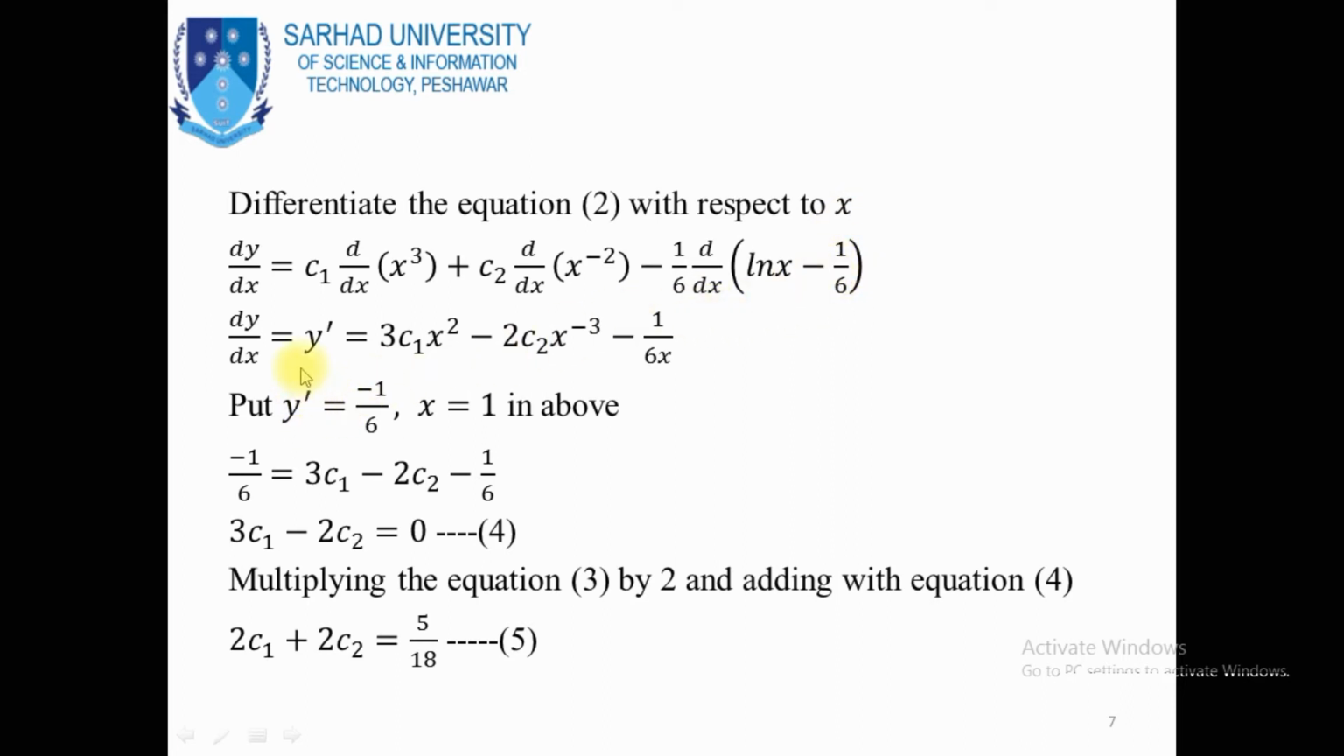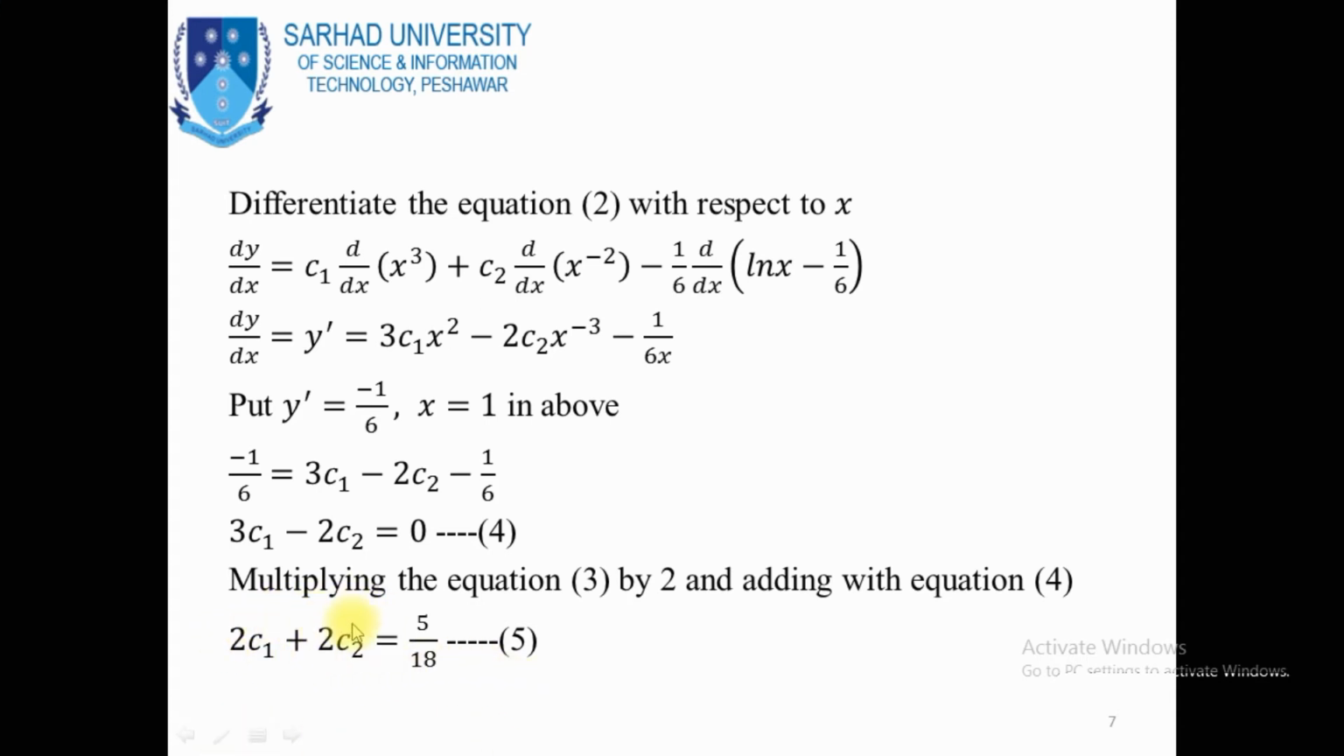Now putting the condition y dash, the derivative of y, is equal to minus 1 over 6 at x is equal to 1, and putting x is equal to 1 in this result, we obtain minus 1 over 6 is equal to 3c1 minus 2c2 minus 1 over 6. So after simplification we obtain 3c1 minus 2c2 is equal to 0. Now solving equation 3 and equation number 4 for c1 and c2, we multiply equation number 3 by 2 and then add the result to equation number 4.